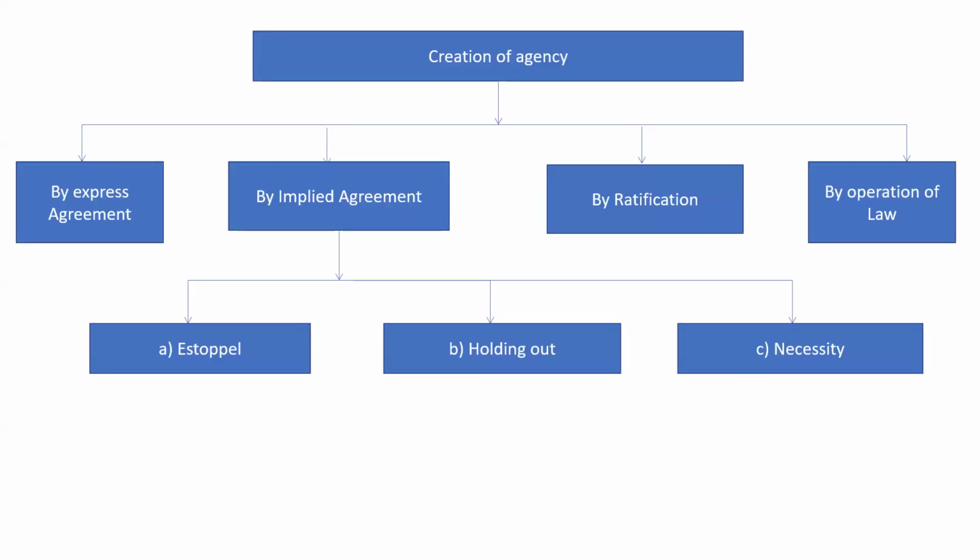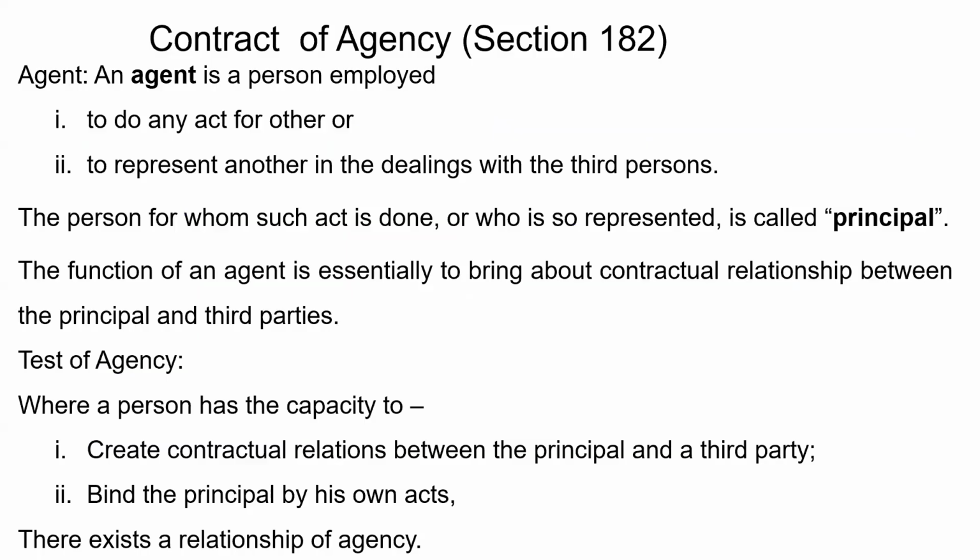क्रिएशन ऑफ एजेंसी, एजेंसी पर कई बार सवाल पूछ लेता है. तो creation of agency could be by express agreement, it could be by implied agreement. Implied agreement में क्या होगा? It is by estoppel, it may be by holding out or it may be by necessity. ठीक है. And then agency could be created by ratification also or by operation of law. ठीक है.